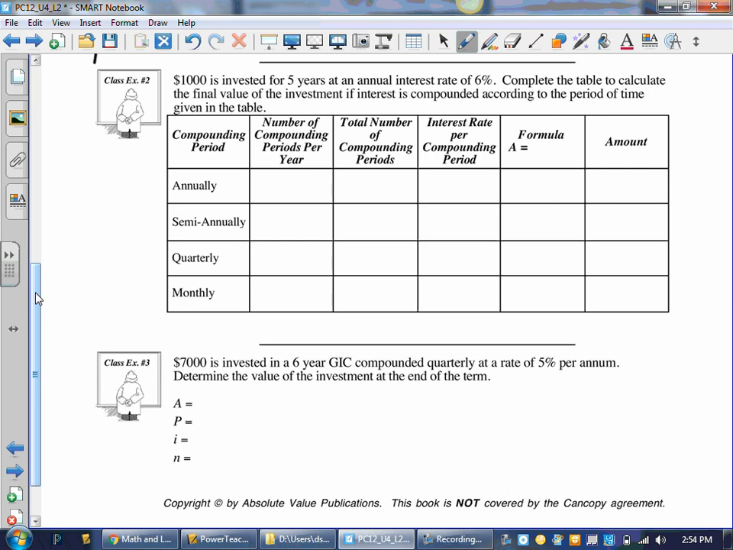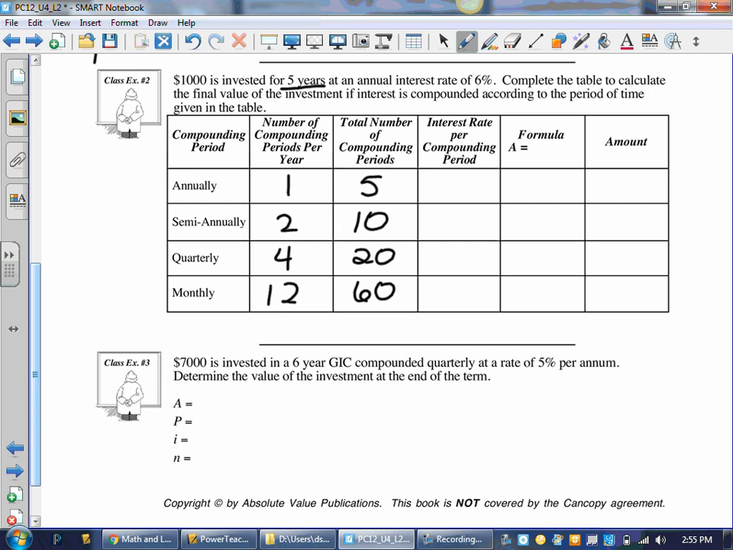So the number of compounding periods, we can do this. Semi-annually means twice a year, quarterly is 4, and monthly is 12. So if we're going to do this for 5 years, if we did it annually, it would happen 5 times. Semi-annually would be twice every year, which means it's going to happen 10 times. Quarterly would be 4 times every year for 5 years, which would be 20. And 12 times for 5 years would be 60 times. So you're going to compound that interest 60 different times if you do it monthly.